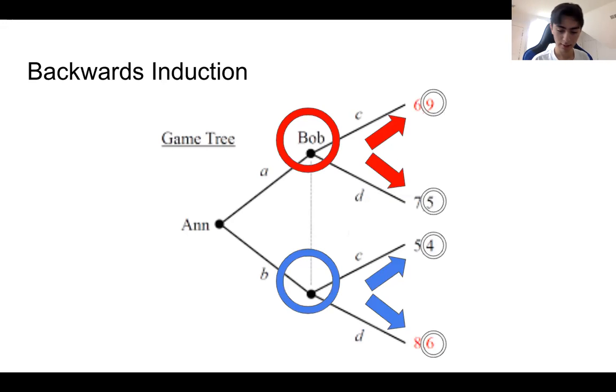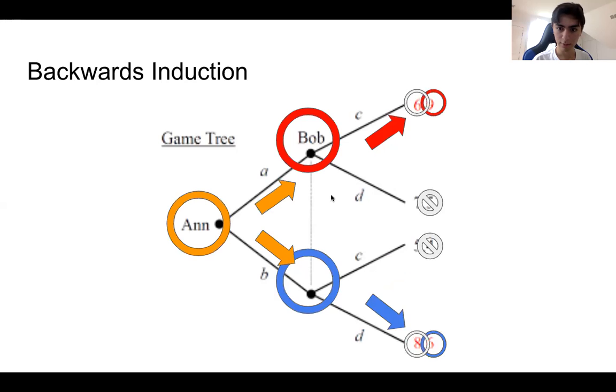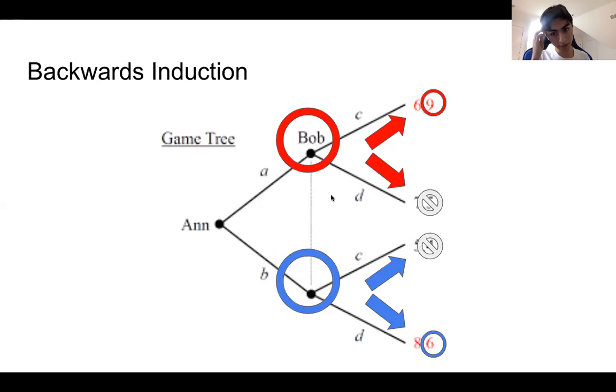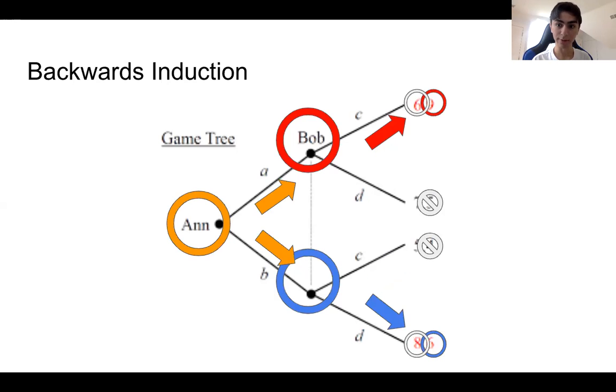Exactly, yeah. So we know this. Bob is going to choose 9 or 6. If Anne previously chose A, then Bob is going to go with 9. And if Anne previously chose B, he's going to get 6. So now let's go back to Anne, right?